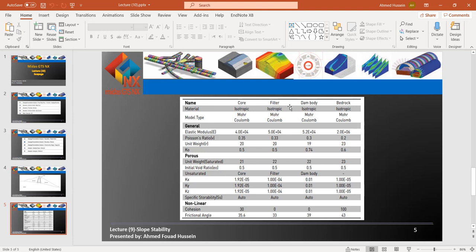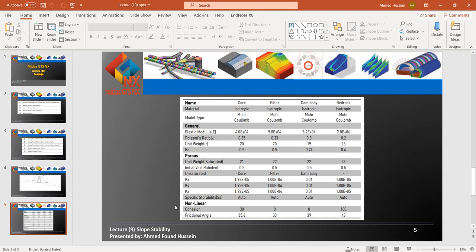So the material model we are going to use is Mohr-Coulomb, and for the model's elasticity, we will have to add the modulus of elasticity, Poisson's ratio, and K-naught and unit weight as the general part for the elasticity. For the porous part we'll add the saturated unit weight and the initial void ratio, and for the unsaturated soil we will add unsaturated properties for the material for the core, filter, and dam body.